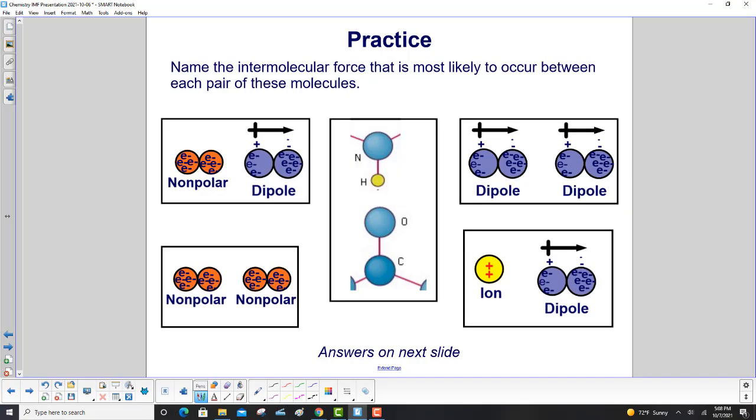Name the intermolecular force that is most likely to occur between each pair of these molecules. So pause the video if you need be and take a look at them. And when you're ready with your answers, go on to the next slide.